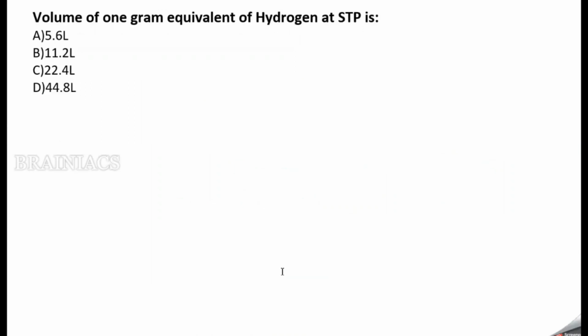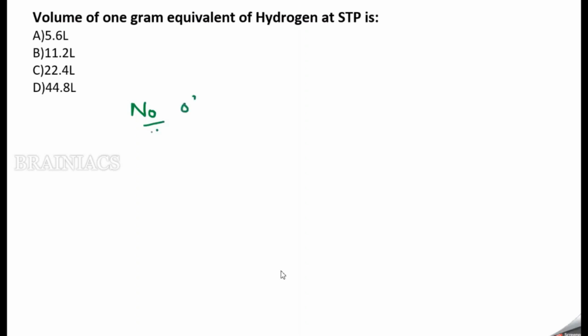I will just read the question. Volume of 1 gram equivalent of hydrogen at STP is. Okay, so again, it is based on the concept of equivalence. So we know that what is our standard definition? So we know that number of equivalents or number of gram equivalents both are correct. I have told you gram equivalent and equivalent both are same.